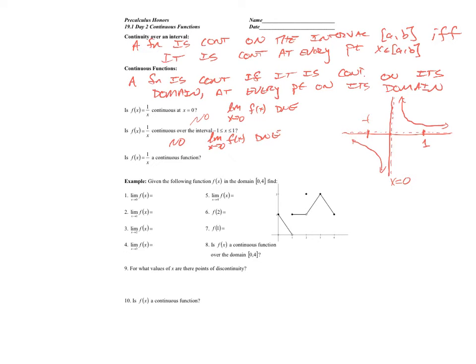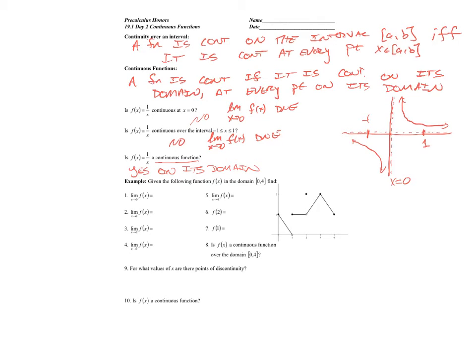Now, this last question is an interesting one. It says, is f of x equals 1 over x a continuous function? And after all the work we did in those last two parts, I think our obvious answer is no. Turns out that's incorrect. So what we have to consider for this problem, and it's maybe badly worded, I don't know. It says f of x is equal to 1 over x, a continuous function. The answer is yes, on its domain.